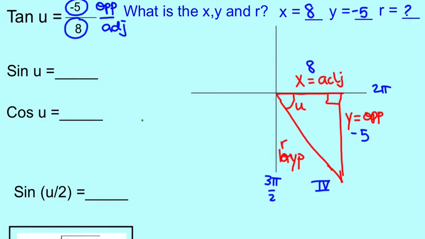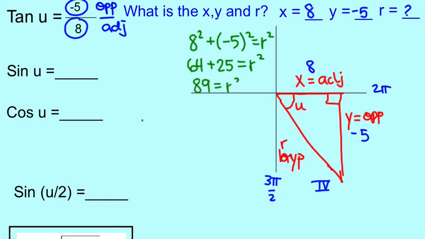So I'm going to use the Pythagorean theorem. x squared plus y squared equals r squared. So 8 times 8 is 64. -5 times -5 is +25 equals r squared. And we add those two numbers together. 64 plus 25 is 89. And we're going to square root both sides. Don't worry about the negative because you can't have a negative radius. So now I can identify my r value as the square root of 89, your radius.